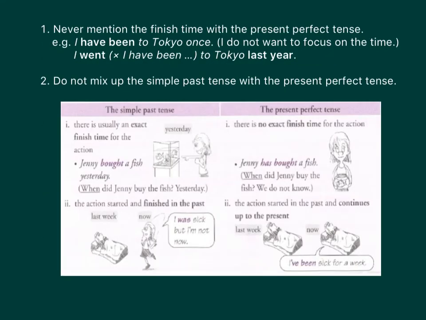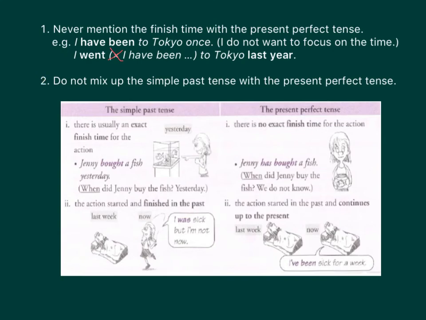2 points to note. 1. Never mention the finished time with the present perfect tense. For example, I have been to Tokyo once, meaning I do not want to focus on the time. I went to Tokyo last year. Do not say, I have been to Tokyo last year, because you already mentioned last year, which is a definite point in time.